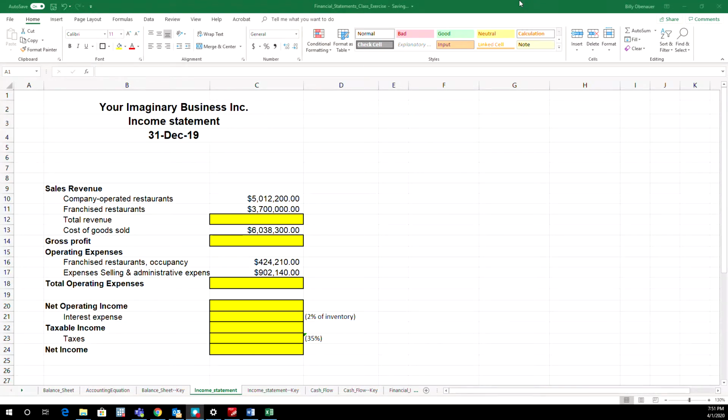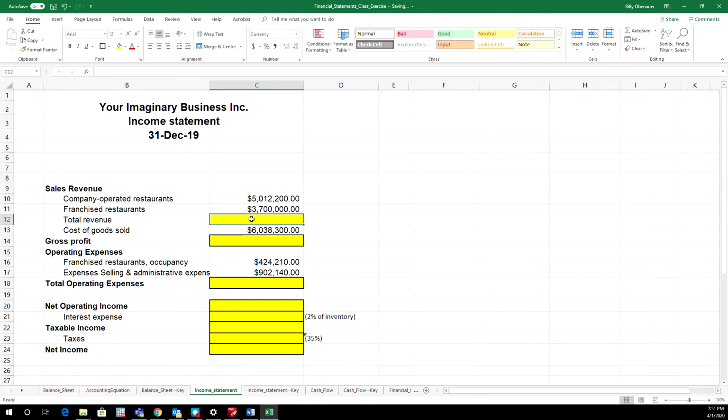Now the income statement we're going to look at today is a very simple income statement. We're going to just show you a few key points as to how you can take some revenue numbers, some expense numbers and figure out what your net income is. So in this example, we're going to start with our sales revenue. We've got two sources of sales revenue in this example. We have company-owned restaurants and we have franchise restaurants. So our total revenue is going to be the sum of these two revenue sources.